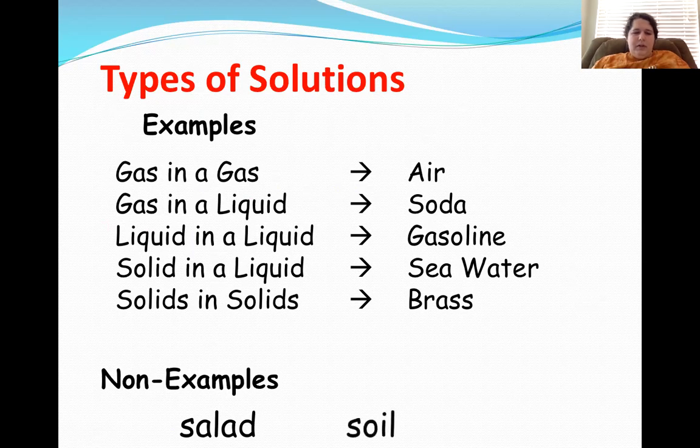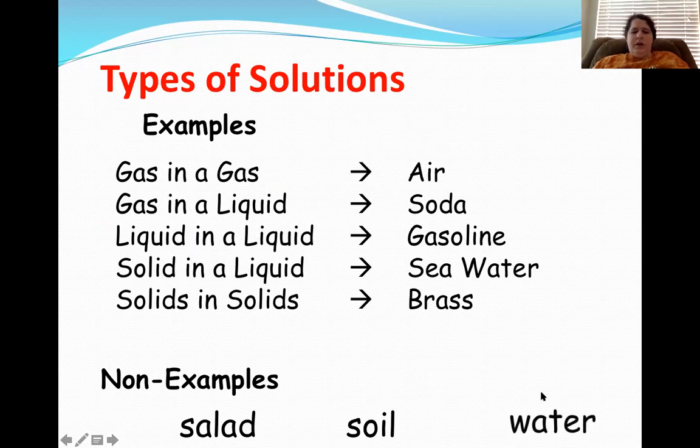Soil is another non-example of a solution. I can go out and look at my potted plants outside, and probably every single one of them is going to look a little bit different with the dirt that's in there. So I might find some mulch in one part, maybe a little twig, maybe an earthworm, maybe little bits and pieces of rock, maybe some other pieces will be really fine. So soil is very uneven by nature.